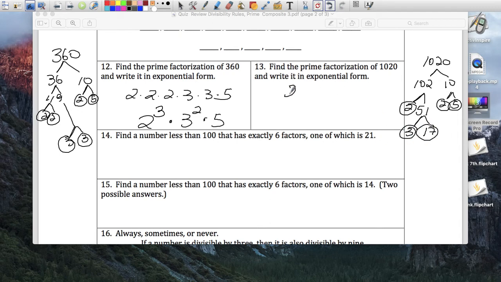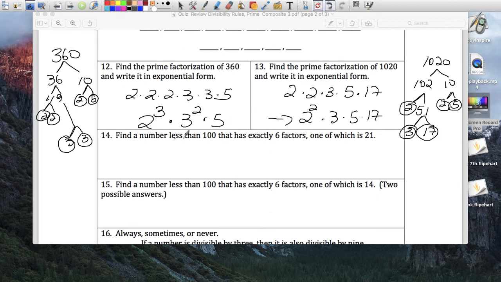So this would be 2 times 2 times 3 times 5 times 17, or 2 to the second power times 3 times 5 times 17. Notice I'm writing this in order from least to greatest: the 2, the 3, the 5, and 17.